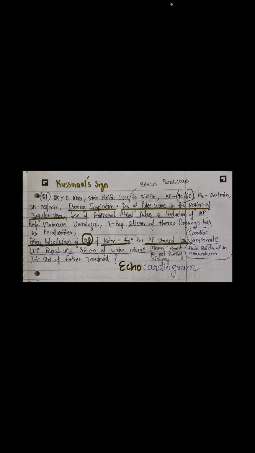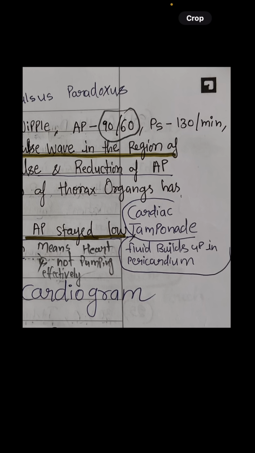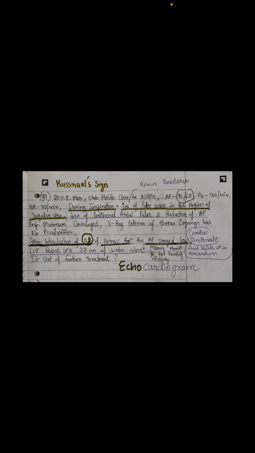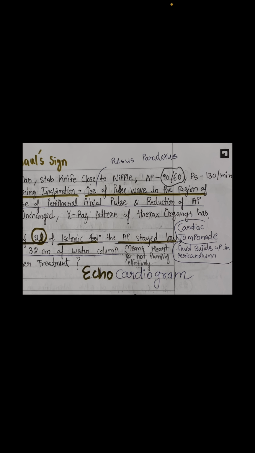After the introduction of 2 liters of isotonic solution, the arterial pressure still stayed low and the CVP rose to 32 cm of the water column. What is the first step for further treatment? So we suspect cardiac tamponade here. I'll try to show some photos in the shorts about this, so that we remember cardiac tamponade.